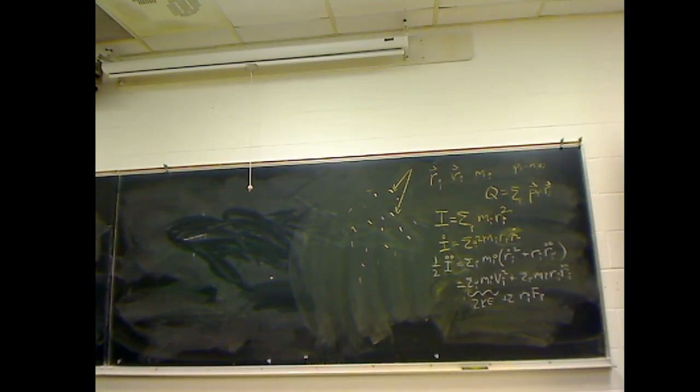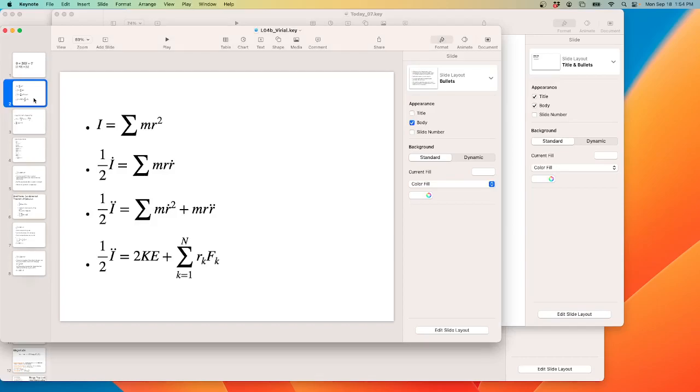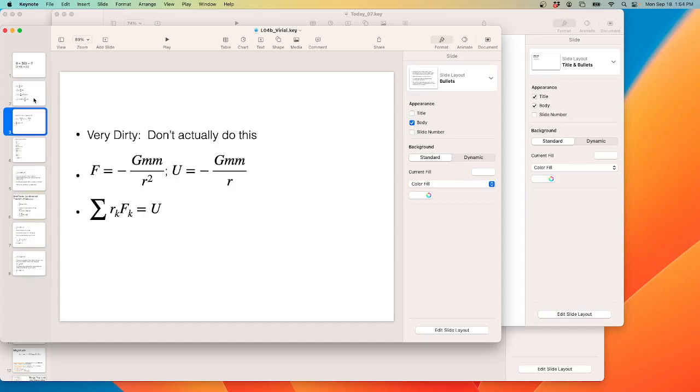Okay, so let me change where I'm at. I'll put this up. This is what I just said. 1/2 I double dot is twice the kinetic energy plus the sum over the number of particles of R times F. I used K here instead of I, because that made sense to me at the time, but it doesn't make any difference. Okay. Very dirty. F is 1 over R squared. R times F is 1 over R. This is potential energy.